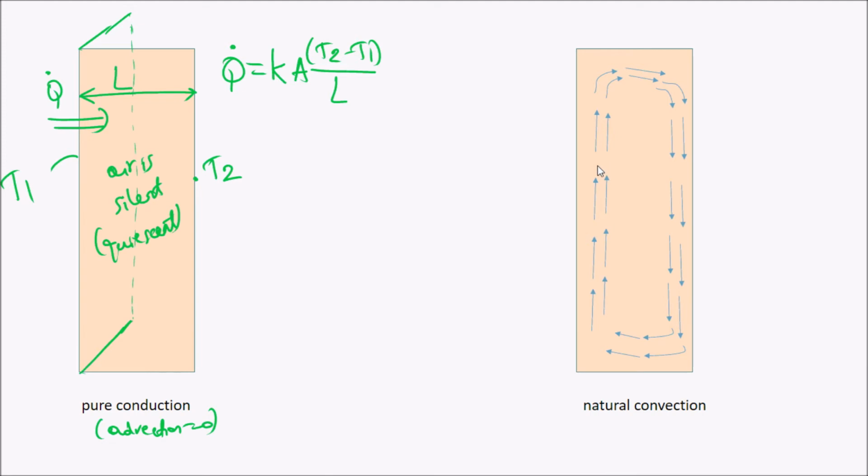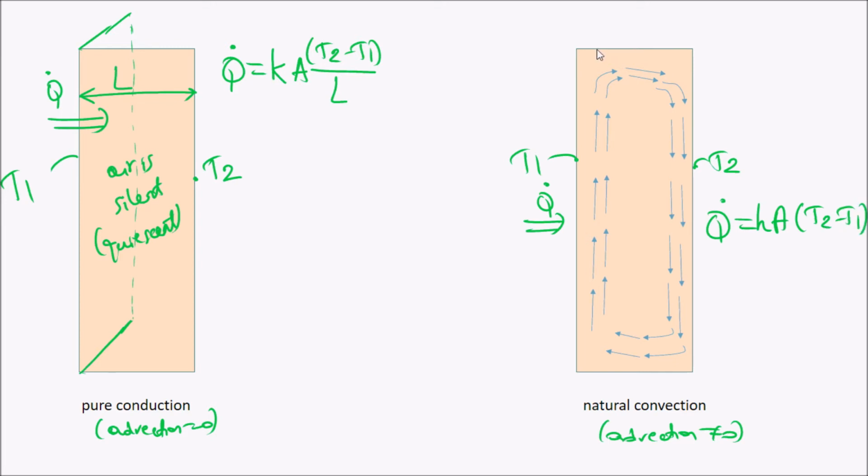But if you go back to here, you have the advection here. So advection here is not equal to 0. Since advection is not equal to 0, you have the convection. And I can write the convection problem again in the same manner. You have T1, and here you have T2. But instead of the K conduction equation, I will write the convection equation. Here you have again Q dot, and that will be equal to H, again area, and T2 minus T1. And they have the same area.